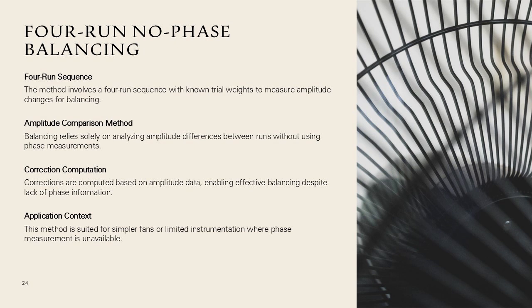This slide covers the 4-run no-phase balancing method used when phase cannot be measured. The procedure relies entirely on amplitude changes between runs with known trial weights. It is commonly used in simpler fan balancing or when instrumentation does not support phase measurement. The slide details the 4-run sequence, amplitude comparison method, and correction computation. While less precise than phase-based methods, it is effective in limited instrumentation scenarios.